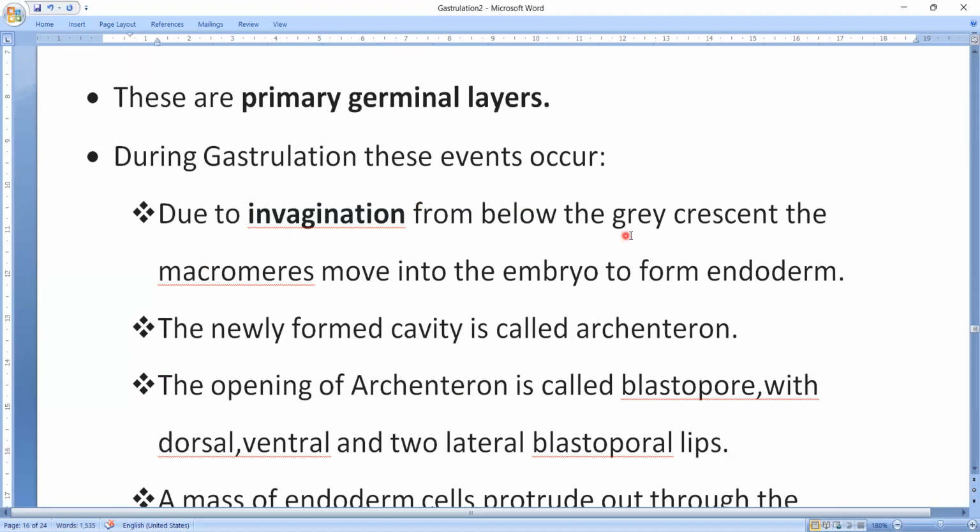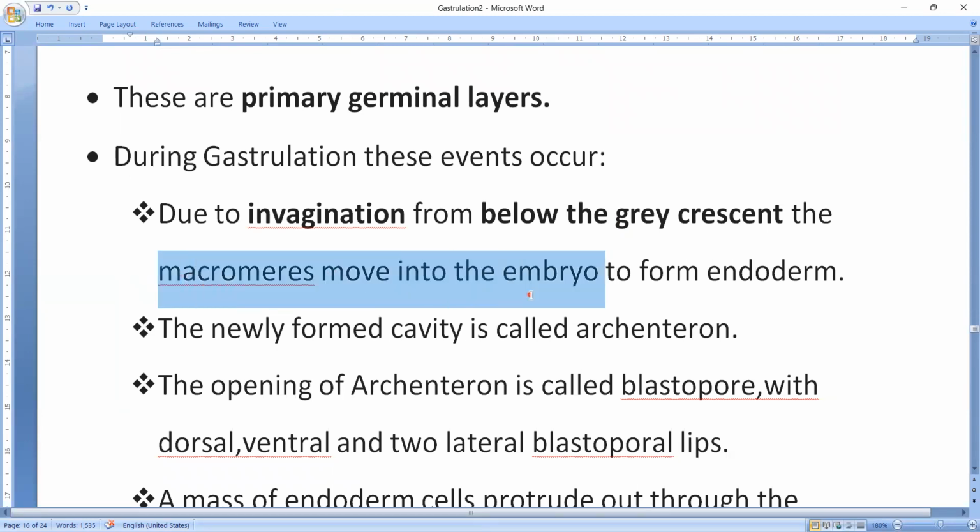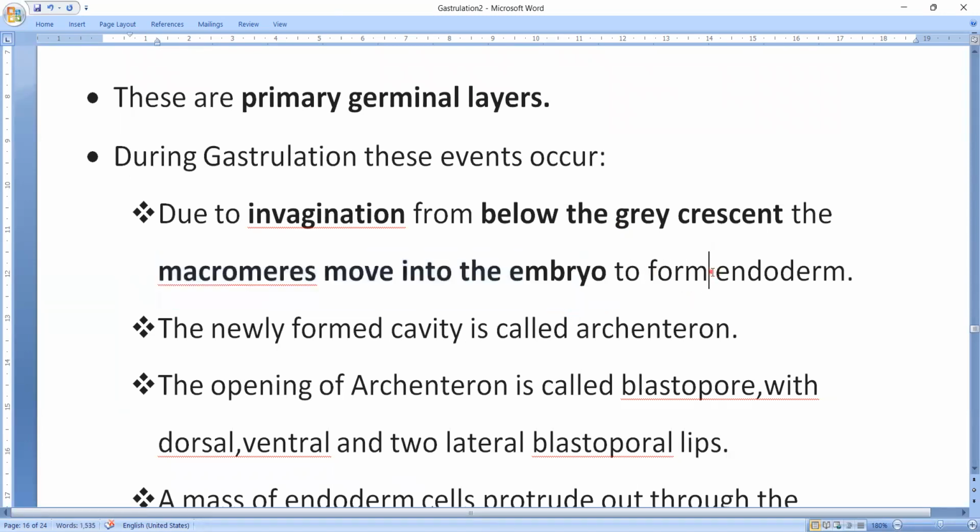from below the gray crescent, the macromeres move into the embryo to form endoderm. Okay, so to form endoderm, the macromeres come inside, and the whole layer curls inwards, and that is called invagination. So those cells will become the future endoderm.